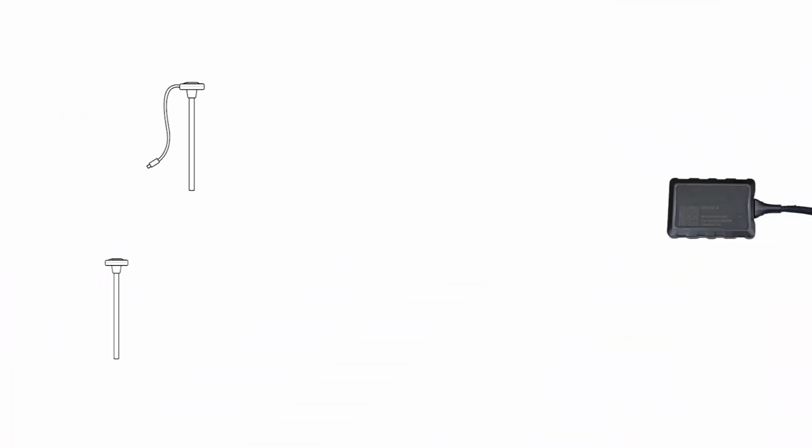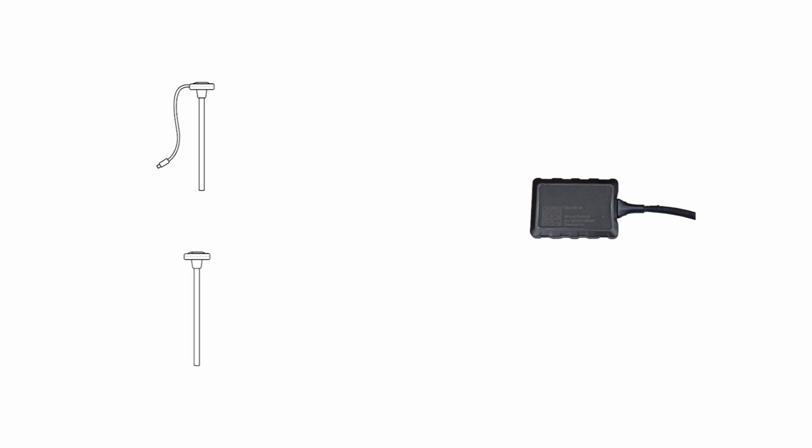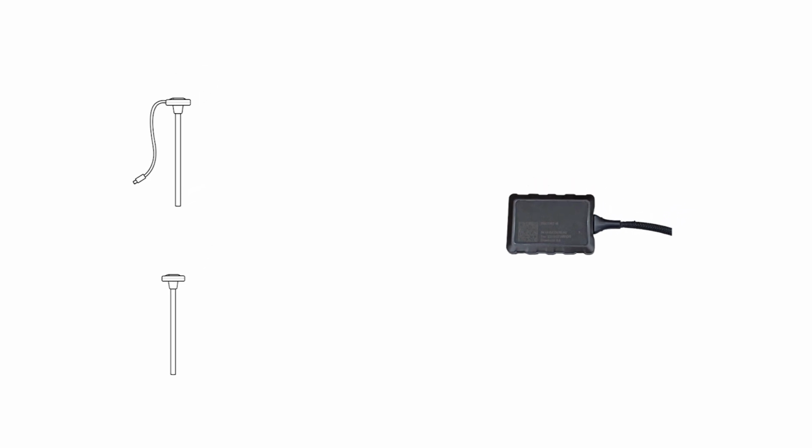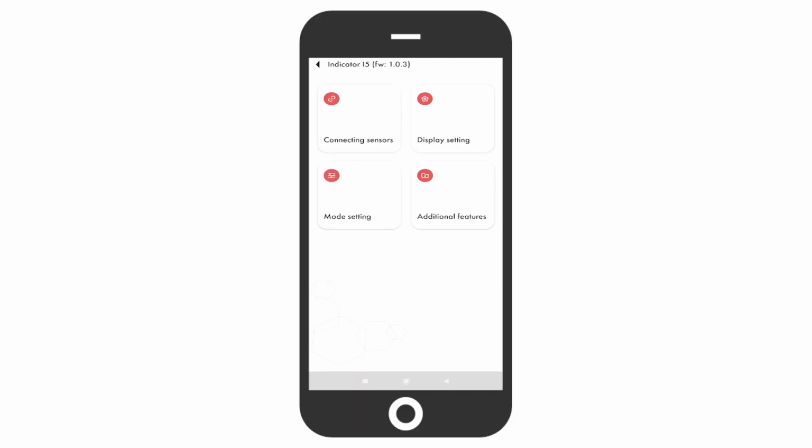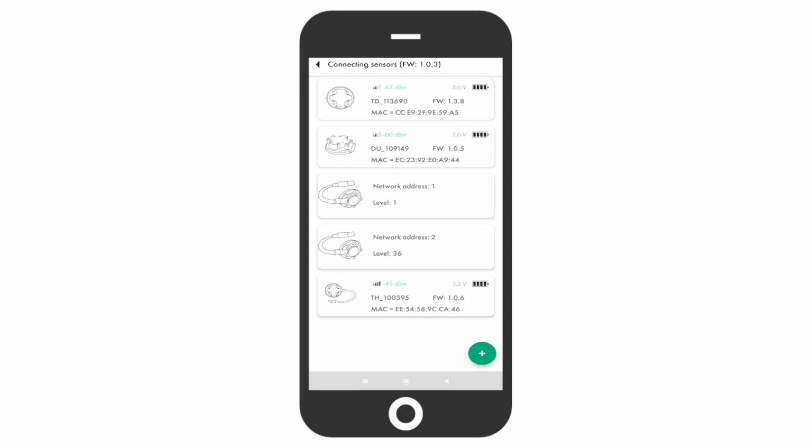For the Escort TD sensors, both wired and BLE varieties, you need to save the tank calibration table of up to 50 lines in the indicator's memory. Otherwise, the device will display only level readings of the sensor and not liters or gallons that you actually need. To save the table, open the Connect Sensors menu and tap on the sensor you need.